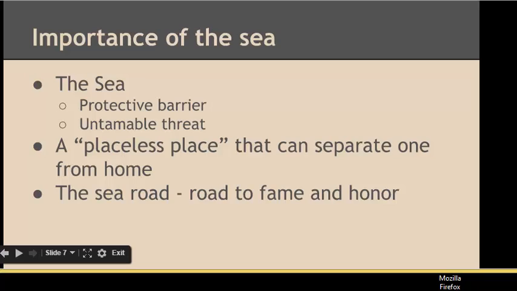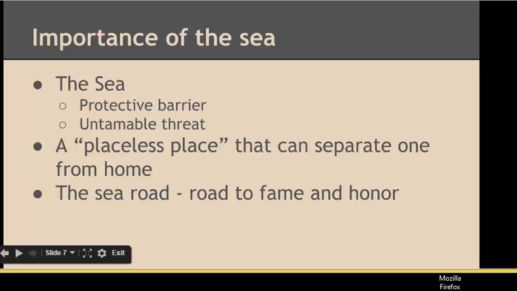It can also be seen as a placeless place, this void that can separate one from home. It's often referred to as the sea road, and traveling the sea road is generally a road to fame and honor. It's really important that you keep this in mind as you read, especially the beginning of this unit when we're spending some time with The Seafarer and we do a little bit of work with Beowulf. The sea's really going to come into play in those, so try to remember that when we get there.